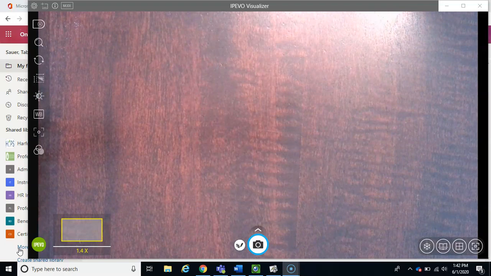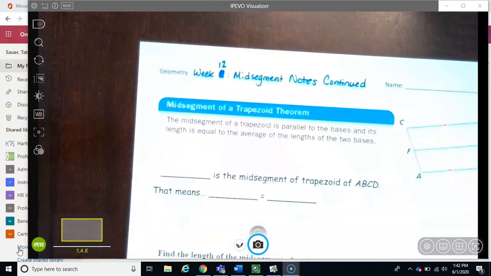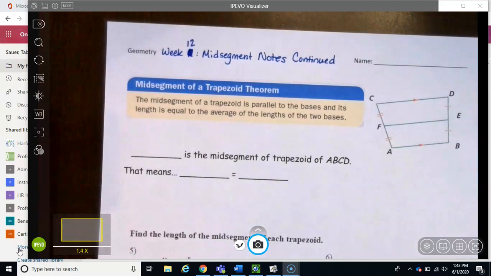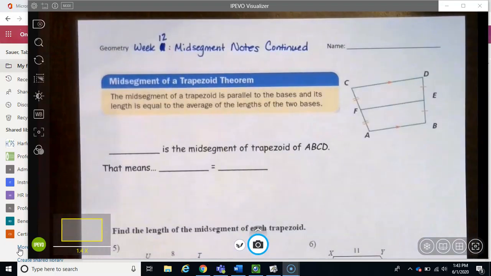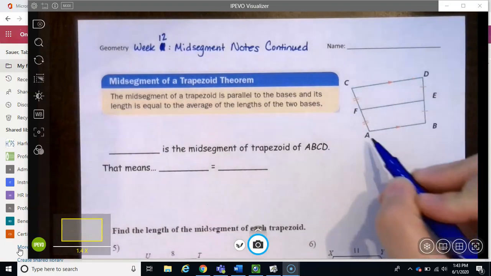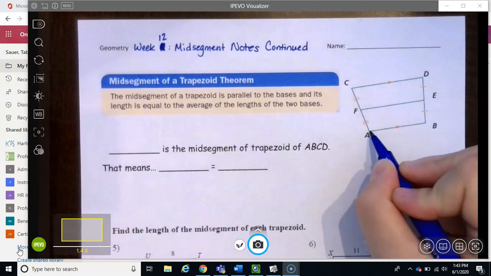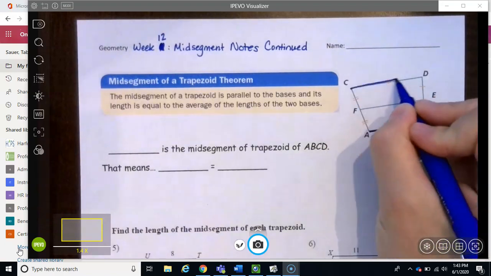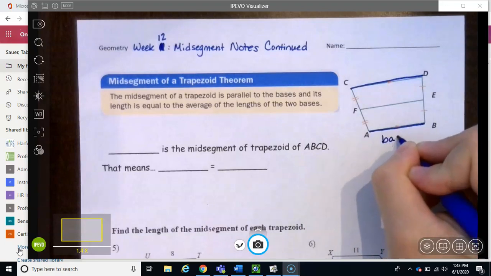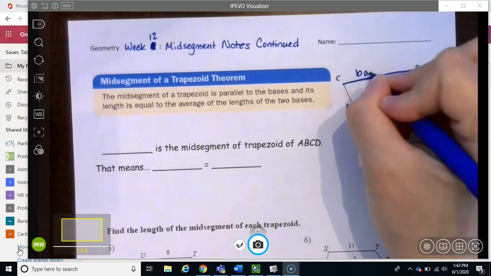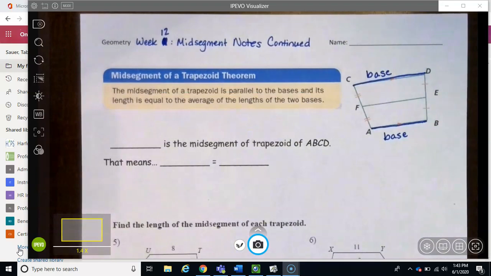This will be the last page of our notes. So the deal with the midsegment of a trapezoid theorem is it states that the midsegment of a trapezoid is parallel to its bases. So remember, with a trapezoid, the two sides of the trapezoid are considered the bases. So this is a base, and this is a base. Okay, and then it says the midsegment of the trapezoid is parallel to the bases.